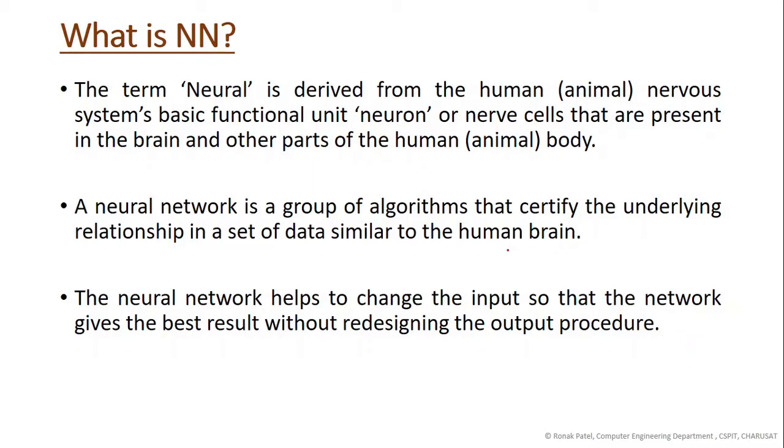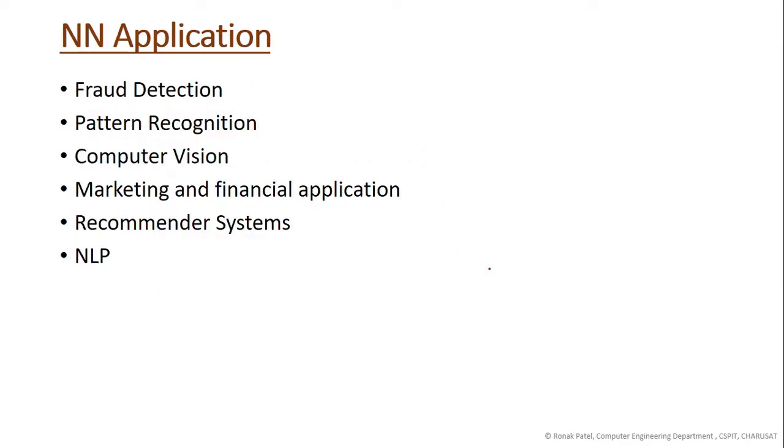Initially a newborn baby doesn't understand what is a cat, what is a dog. But later on, by giving them examples, showing them the picture of a cat repeatedly, a dog repeatedly, the network is trained. And then after a certain time, they are able to recognize that. By taking inspiration from this, they have implemented the neural network. So the neural network helps to change the input so that the network gives the best result without redesigning the output procedure.